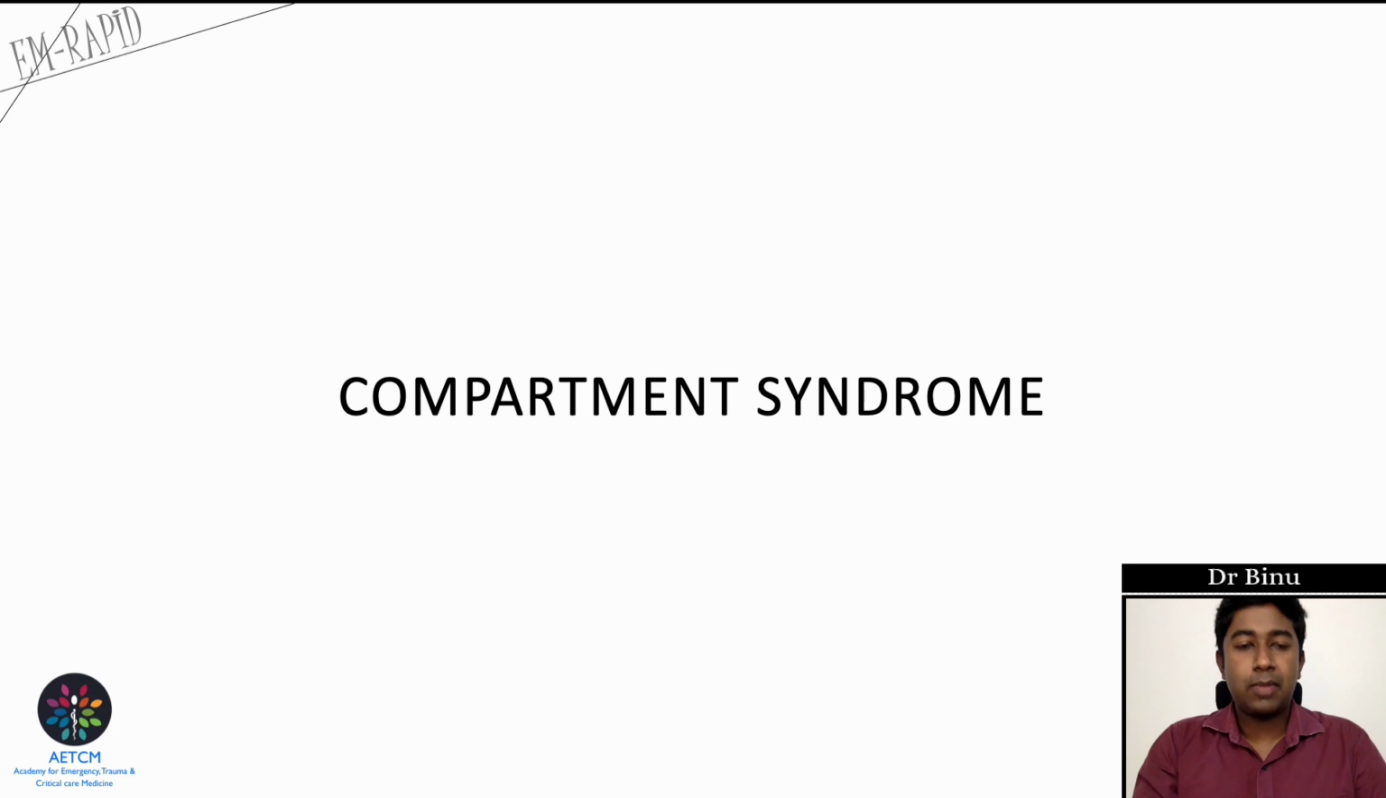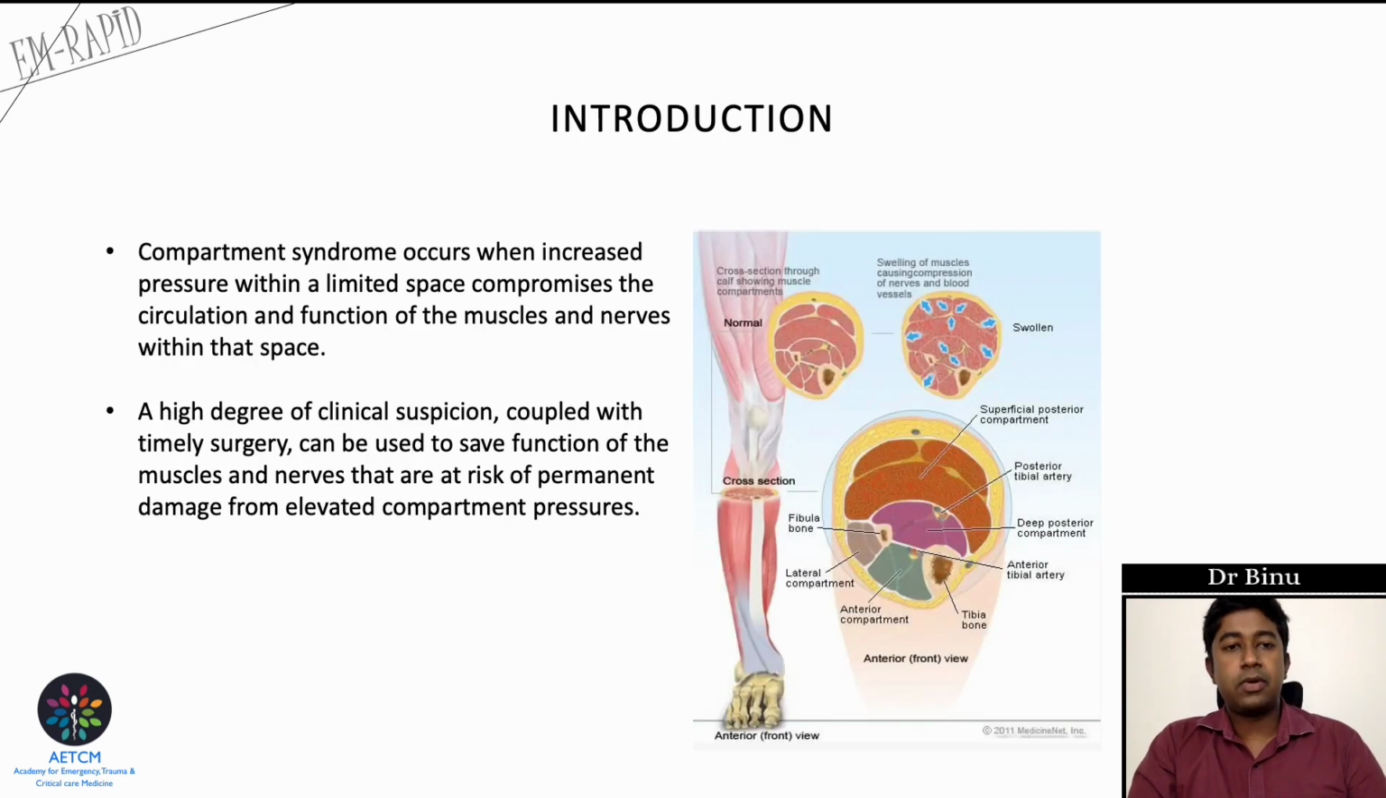Next, we will discuss compartment syndrome. Compartment syndrome occurs when there is increased pressure within a closed space, compromising the circulation and function of the muscles and nerves within that space. It was first described in 1881 by Richard von Volkmann, a German physician, who noted paralysis and contracture occurring as a late sequela of an interruption to the blood supply of the muscles in the forearm.